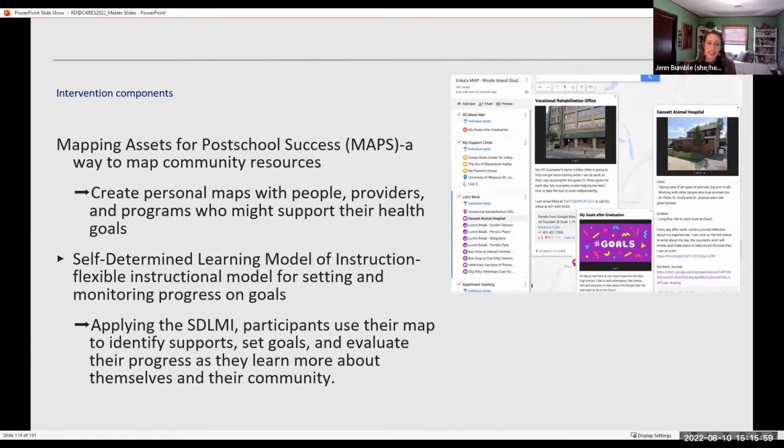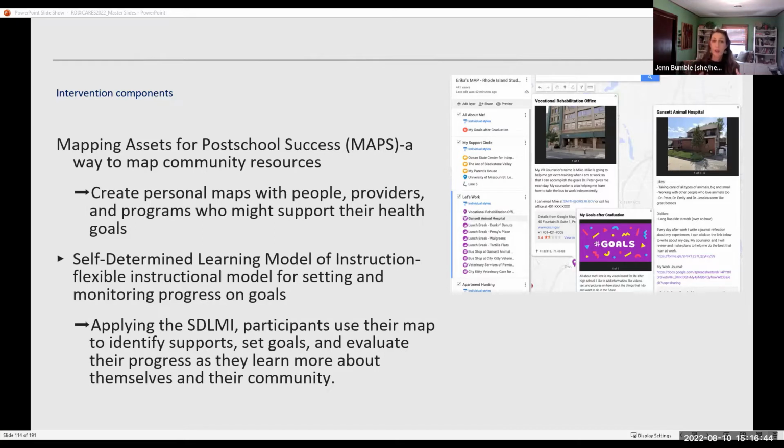As I said, Mapping My Health is based on two different components of the intervention. The first is mapping assets for post-school success. There's an image here of a digital resource map. This is a way for people to start thinking about the things that already exist in their community to support their health. The participants all created this digital resource map using Google My Maps. They all created a map unique to their goals for the program. Then using that map, they started to identify the people, the providers, and the programs that exist in my community who can support my health goal, whether that goal is related to physical, emotional, or social health.